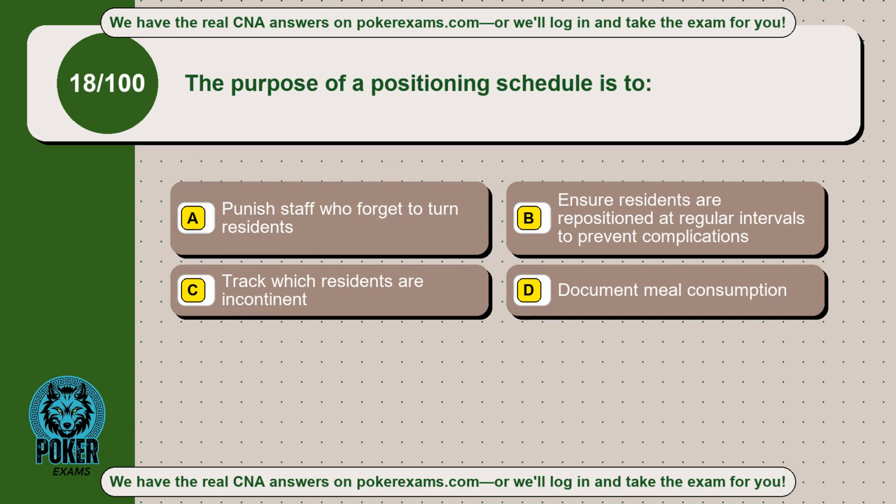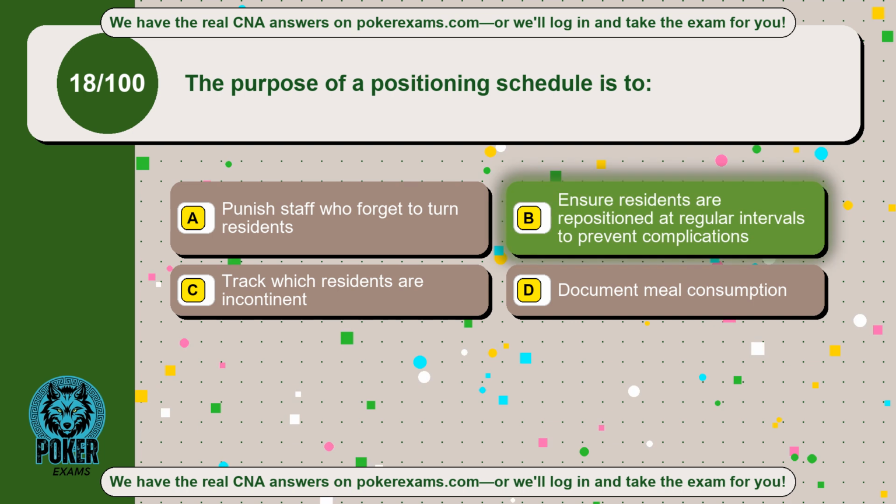Question 18. The purpose of a positioning schedule is to: Option A, punish staff who forget to turn residents. Option B, ensure residents are repositioned at regular intervals to prevent complications. Option C, track which residents are incontinent. Option D, document meal consumption.